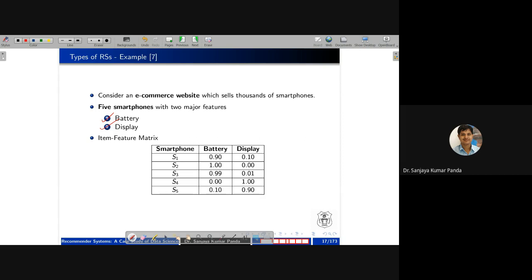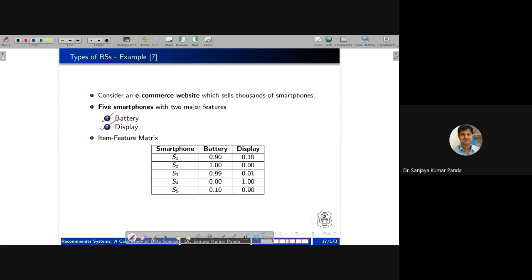Now, similarly, if you go to smartphone S2, you can see this smartphone is providing good battery, but it is not providing a decent display. That's why the battery value is 1.0 and the display value is 0. Similarly, coming to smartphone S3, it is 0.99 battery and 0.01 display. So more or less all these smartphones focus on the battery, not on the display.